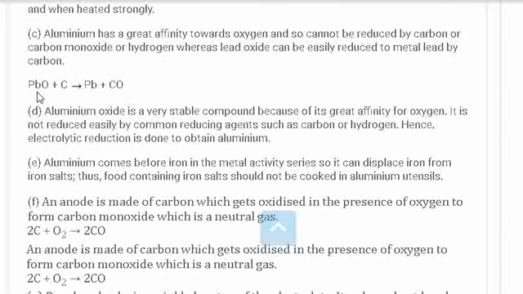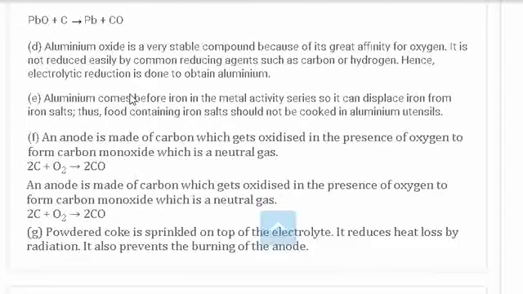PbO gives lead plus carbon monoxide: Pb plus CO. Aluminum oxide is a very stable compound because of its great affinity for oxygen. It is not reduced easily by common reducing agents such as carbon or hydrogen. Hence, electrolytic reduction is done to obtain aluminum.